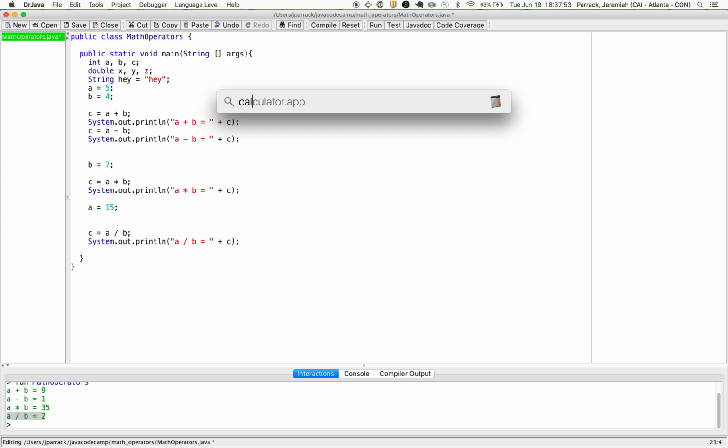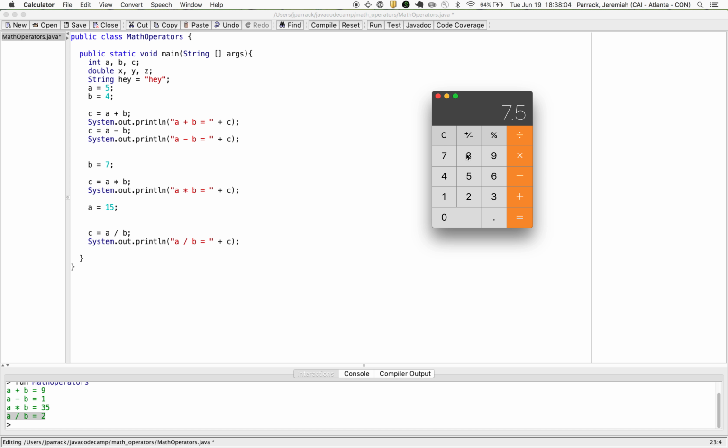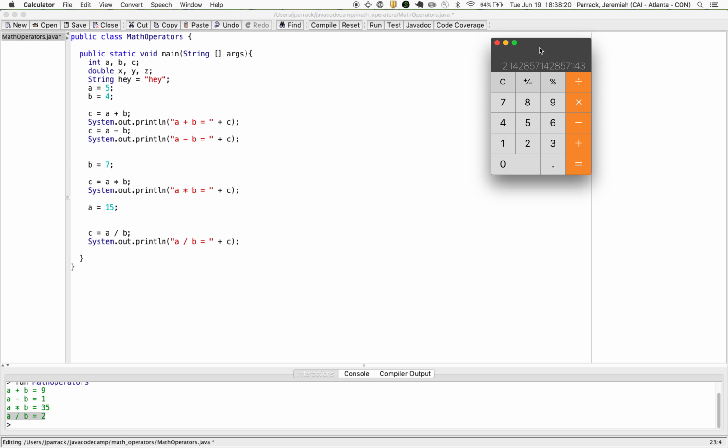Let's see. What is 15 divided by 2? 7.5. Oops, I did 7. I was like, that's odd. There it goes. It's 2.1, and so on.